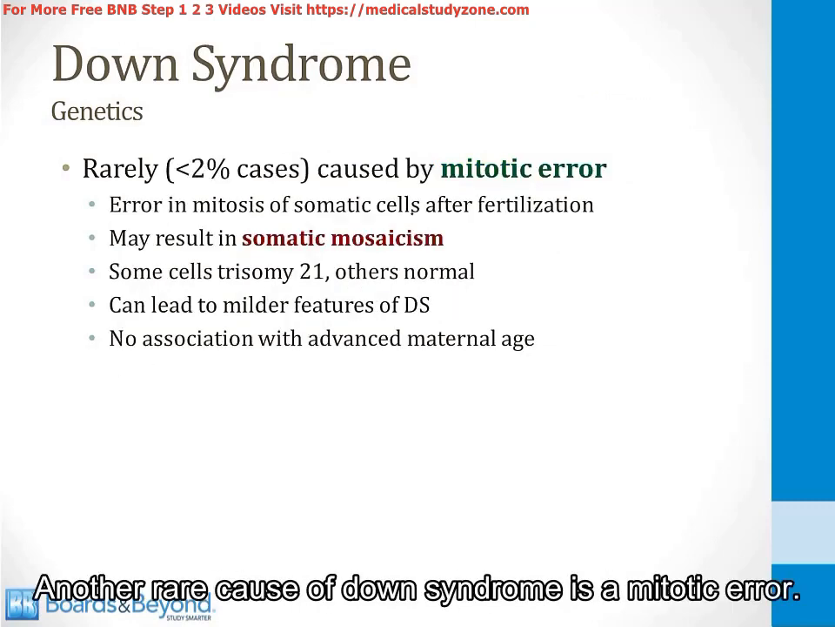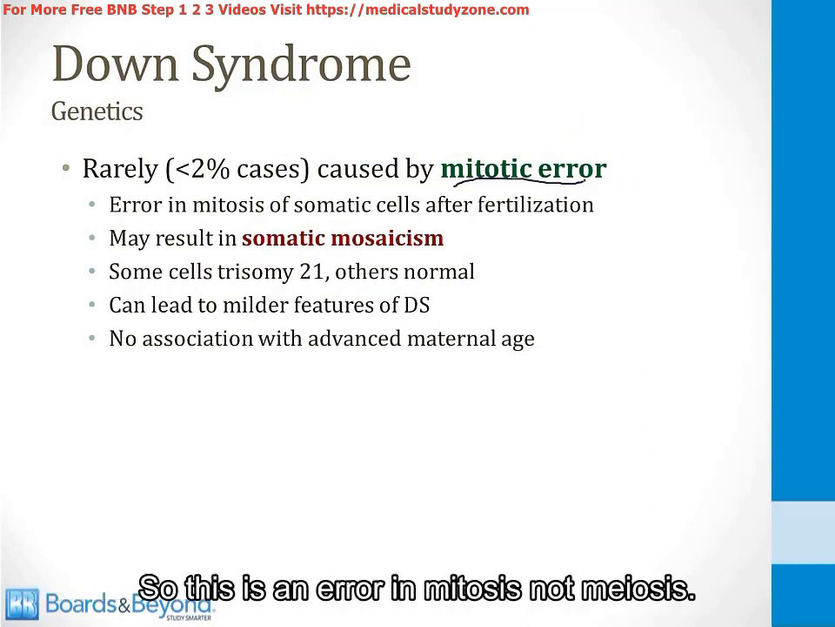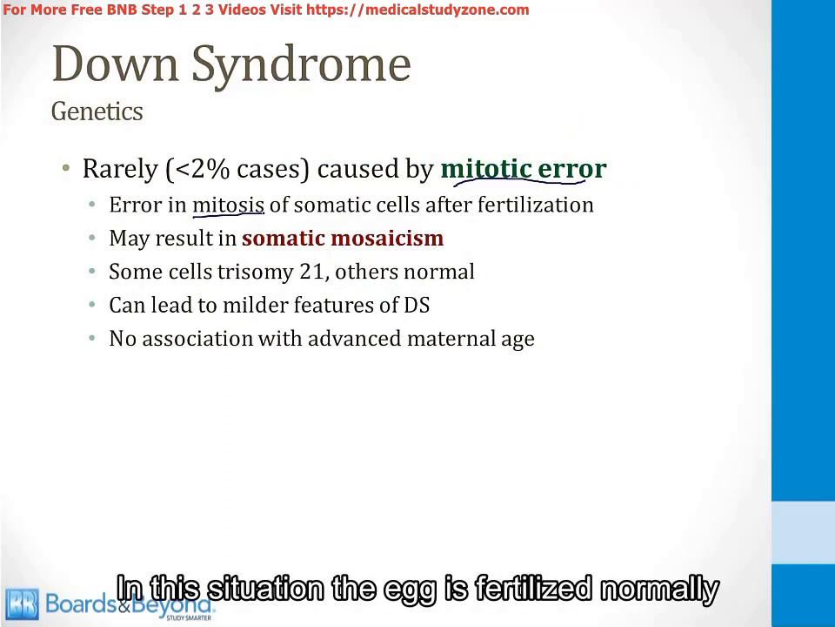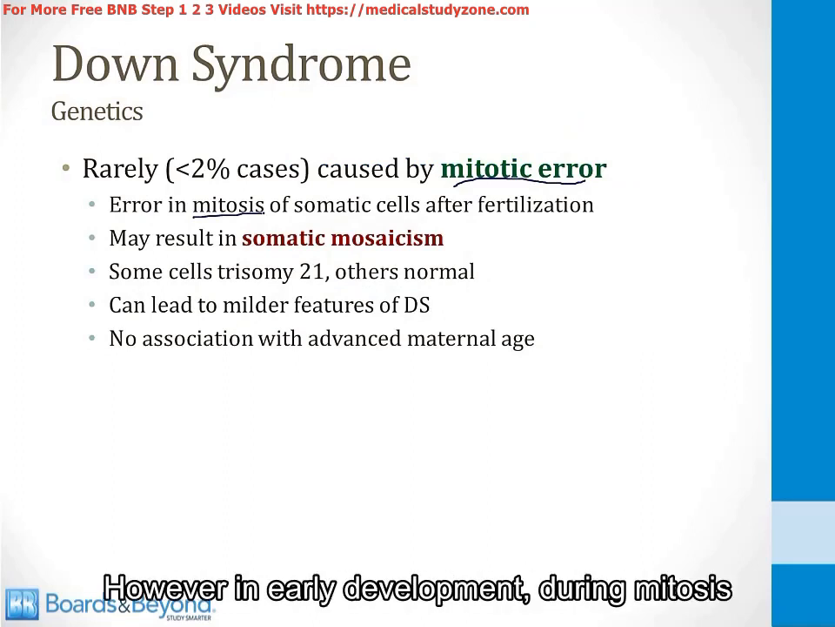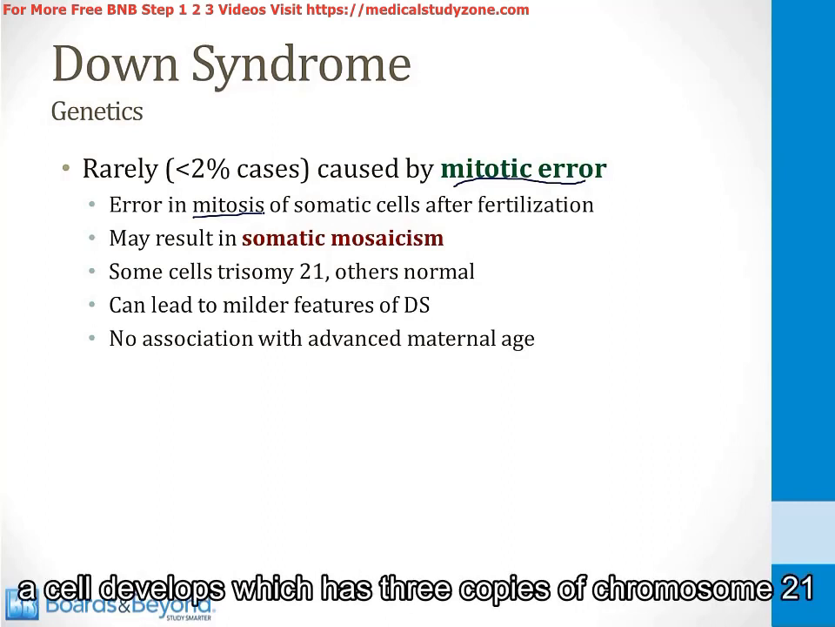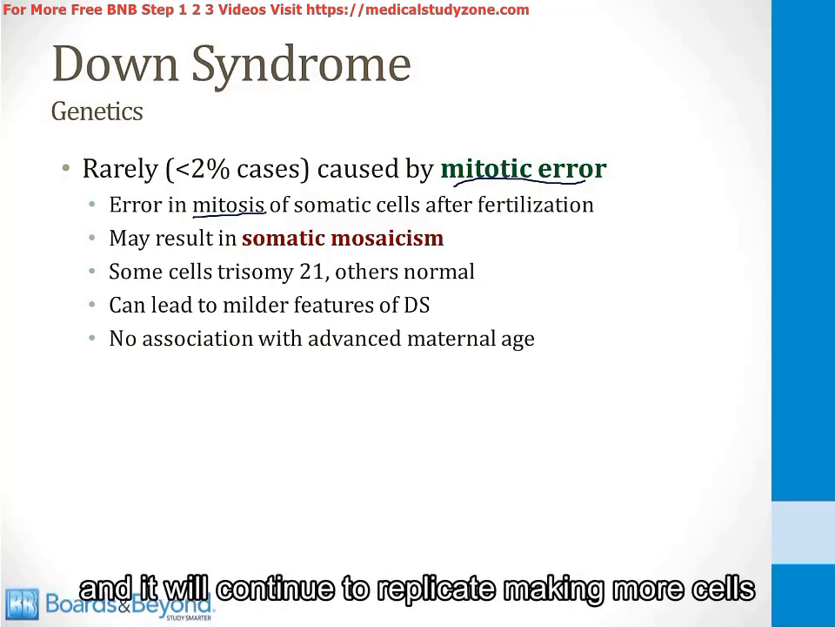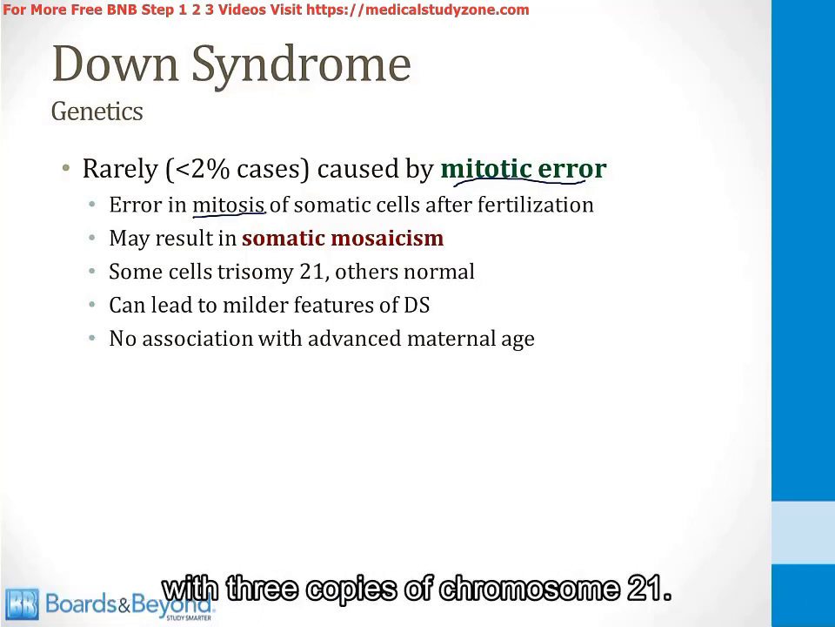Another rare cause of Down syndrome is a mitotic error. So this is an error in mitosis, not meiosis. In this situation, the egg is fertilized normally with 2 copies of chromosome 21. However, in early development, during mitosis, a cell develops which has 3 copies of chromosome 21, and it will continue to replicate, making more cells with 3 copies of chromosome 21.